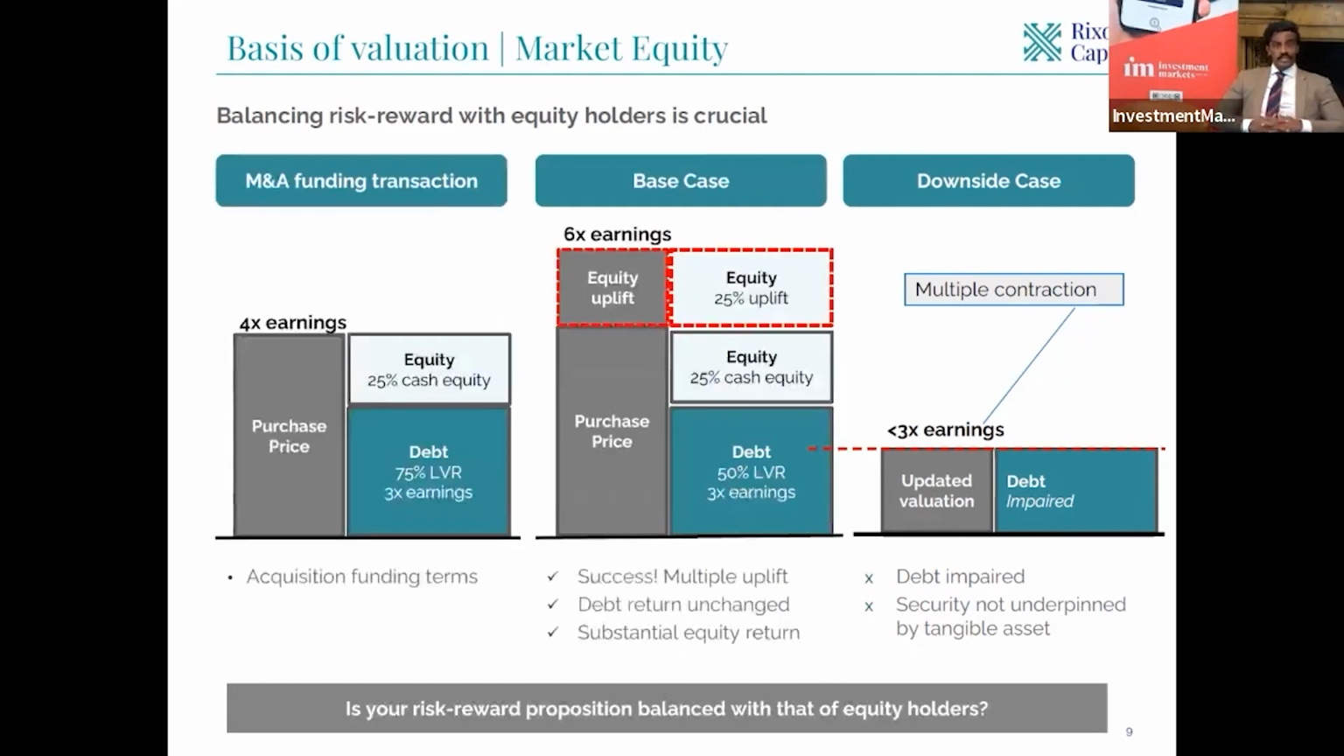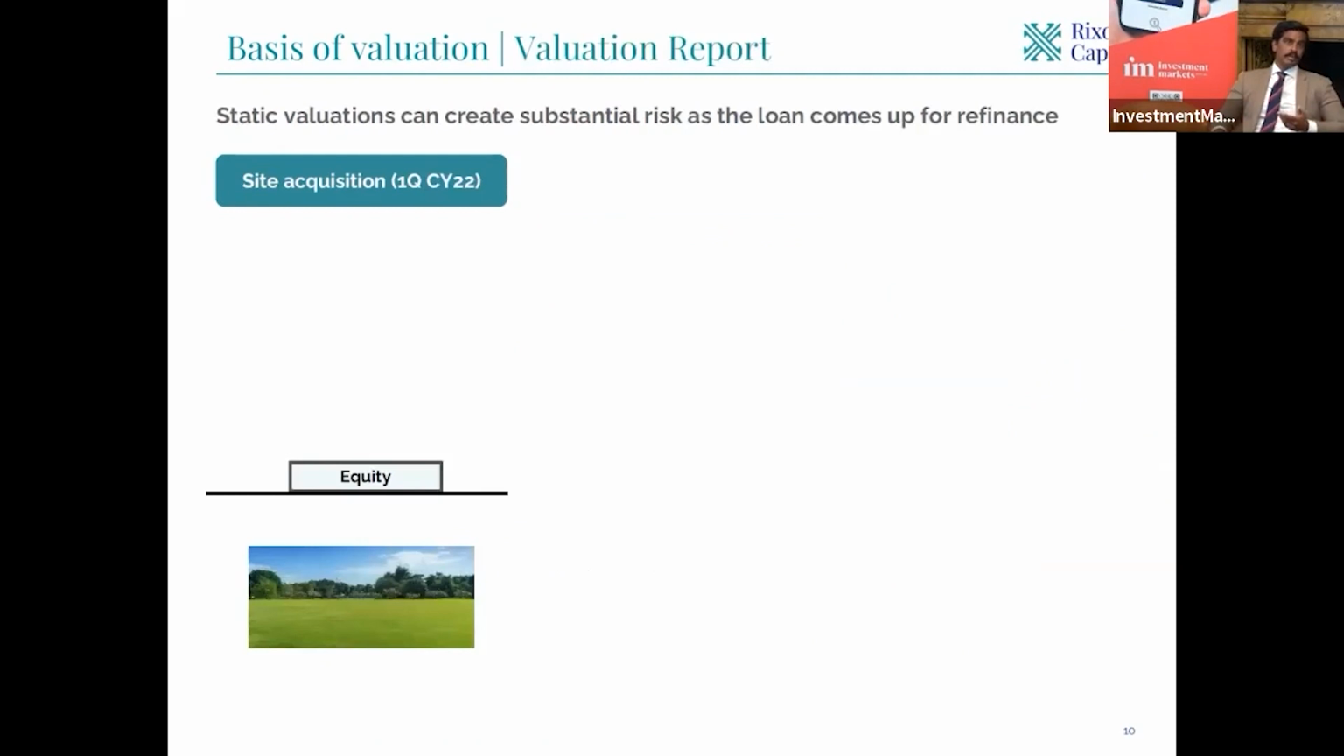So again, the question here is not so much that you shouldn't fund an M&A transaction. The question is, is your risk-reward proposition fairly balanced with equity holders? Because in the base case, equity wins, debt gets the same return, but in the downside case, both of you lose. So the question you've got to ask is, is your return right, or is your balance between debt and equity right on day one? The second example is the use of what I call a static valuation report.